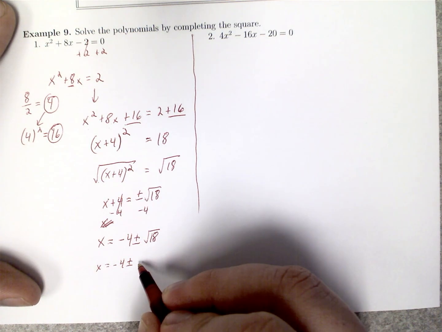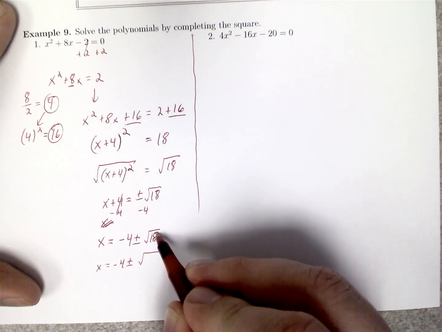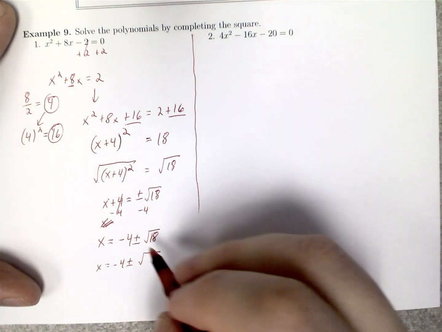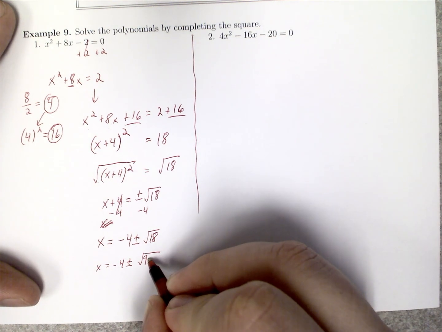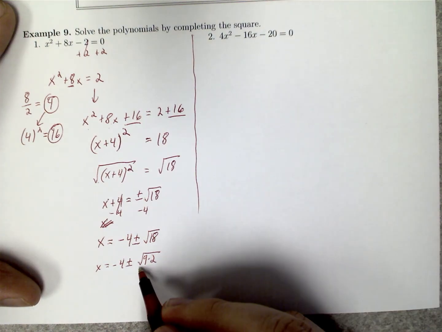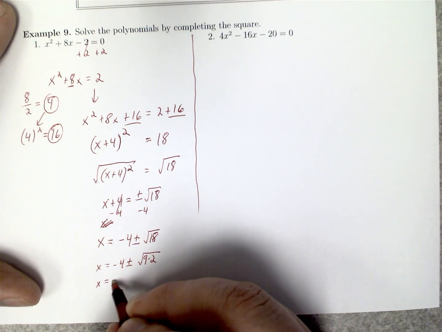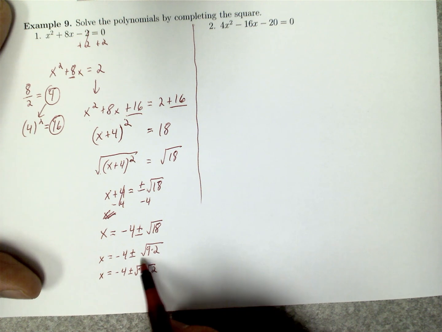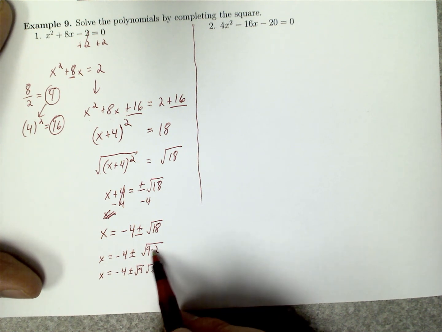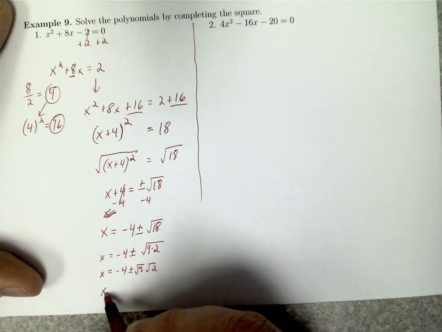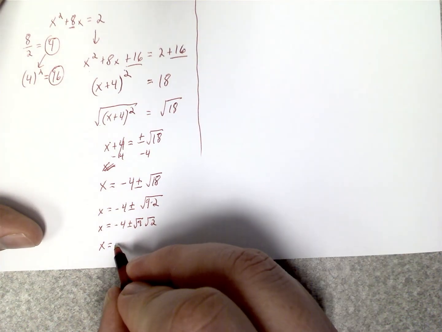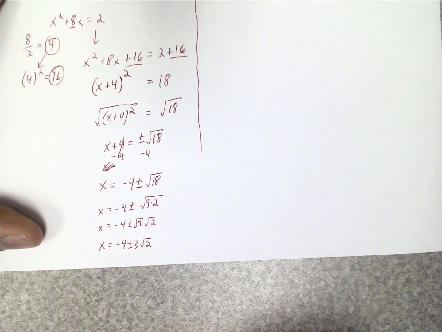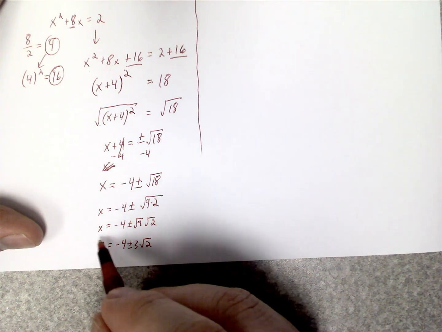But we can simplify 18 by looking at what are numbers that divide 18 that we can square root nicely. Well, 9 is a number that square roots nicely. And then we know that we can square root each one of these. So it's the same as the root of 9 and the root of 2. Again, you can split up radicals over multiplication or division. And then x equals negative 4. What is the square root of 9? It's 3, so plus or minus 3 root 2 are the two solutions, one with plus, one with minus.